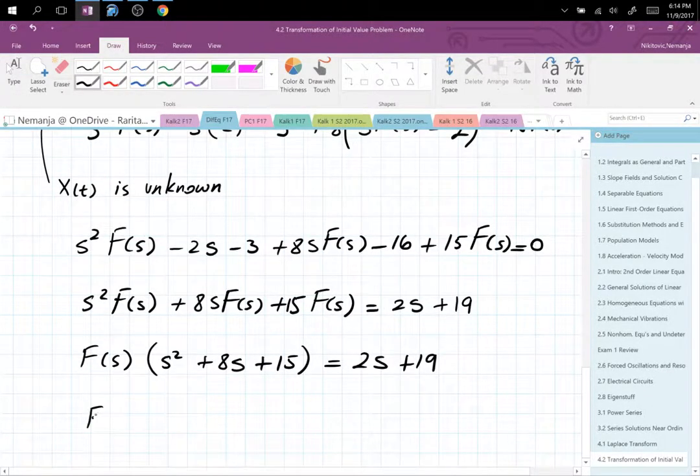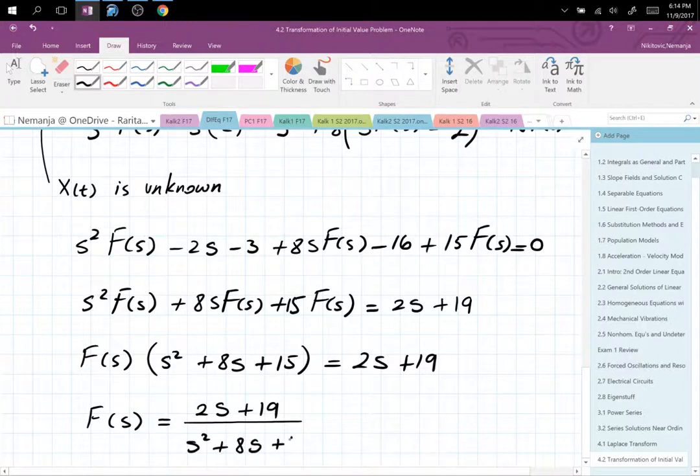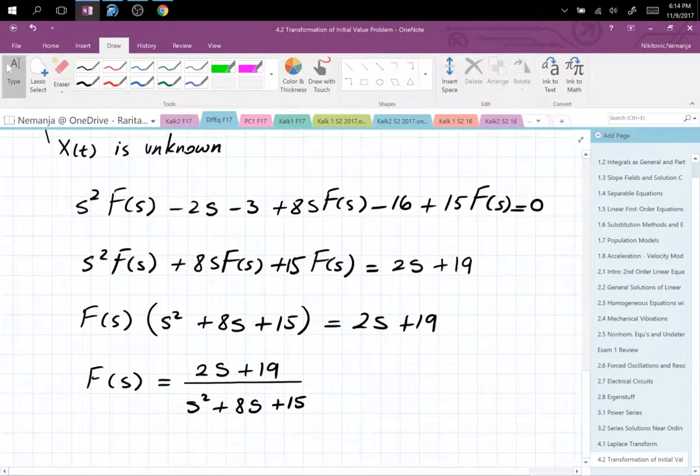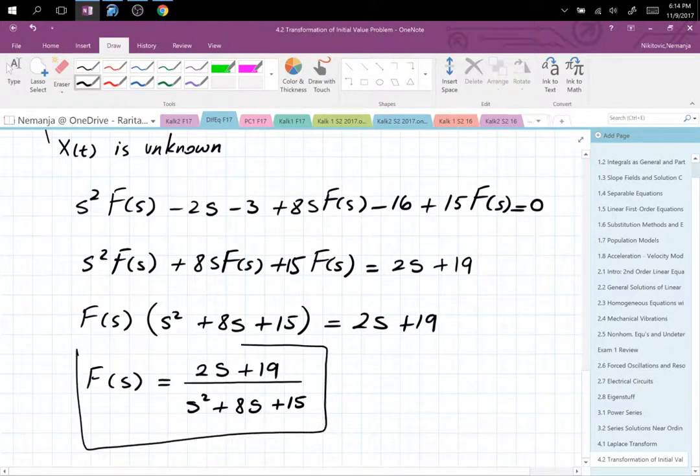And finally get F of s alone. I hope you see that we just did basic algebra, nothing advanced. Yeah, is it cumbersome and annoying? Sure, I'll give you that. But as you can see, I obtained the Laplace transform and I solved it. This is a solution in the frequency domain.